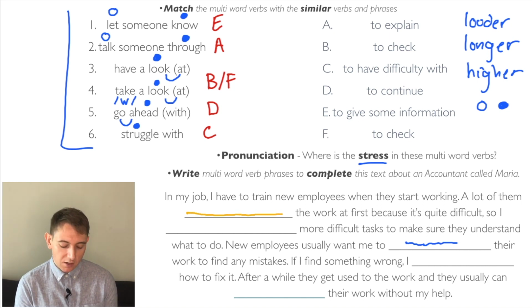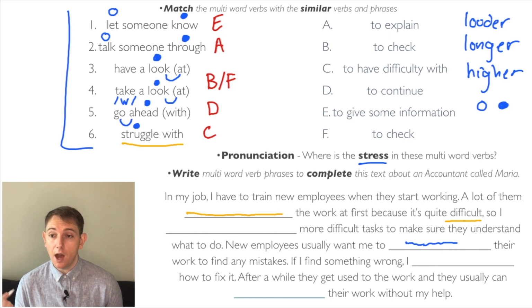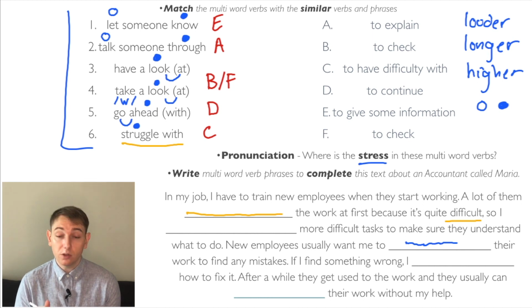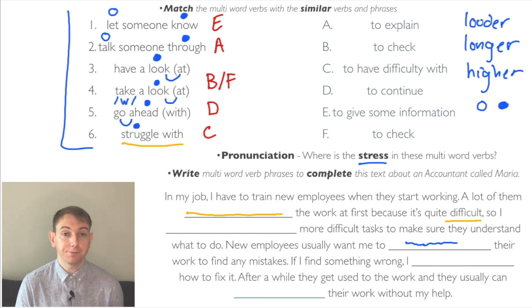She says, find it quite difficult. Which phrase did we have before that kind of means something is difficult? It was this one, wasn't it? Struggle with. So what could we say? A lot of them struggle with the work at first. That seems to make sense, right? How about the rest of them? So pause this video and complete this text with those multi-word verbs.